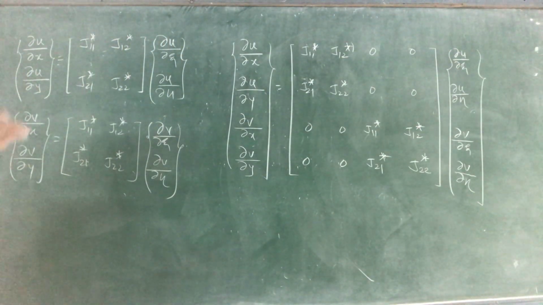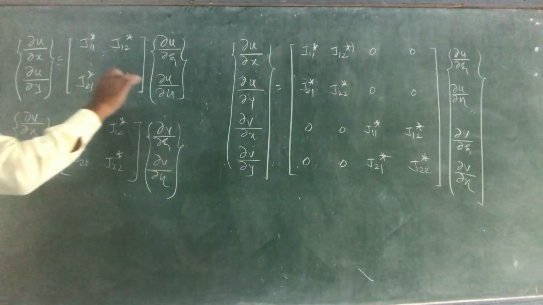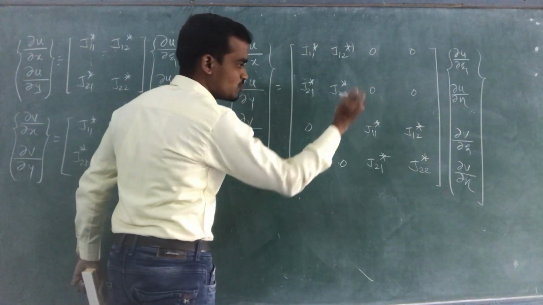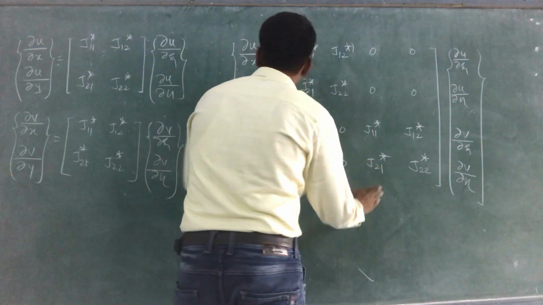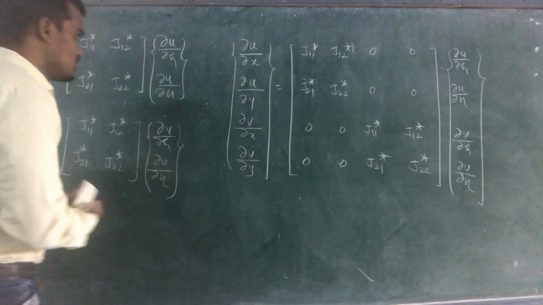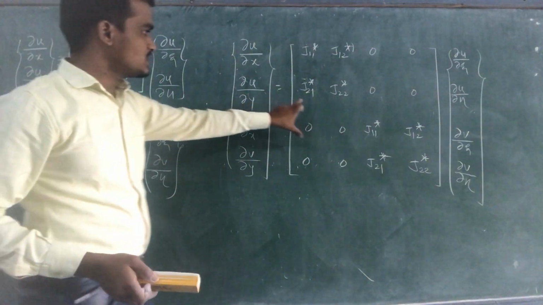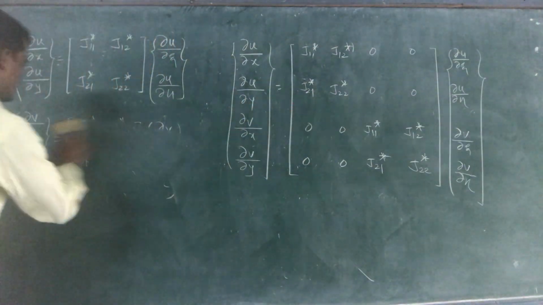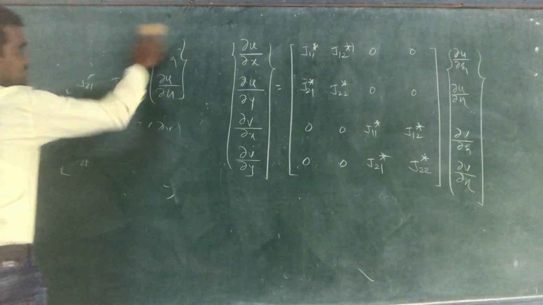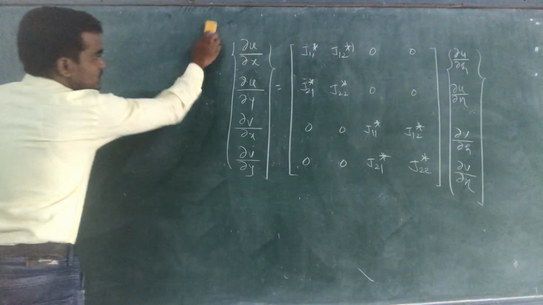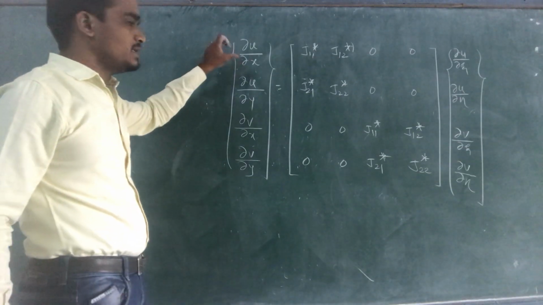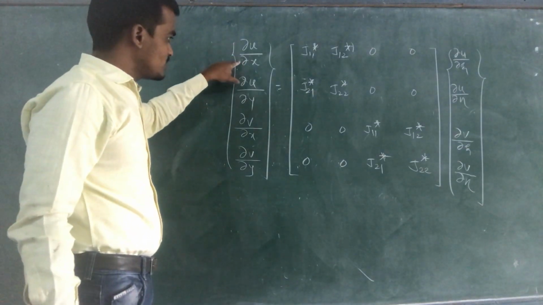In this way we can write in terms of ∂u/∂ζ to ∂u/∂η. Now this equation I am writing on another side because we need it. Okay, so this is the equation. Now next is what? So we are getting these ∂u/∂x to ∂v/∂y values.